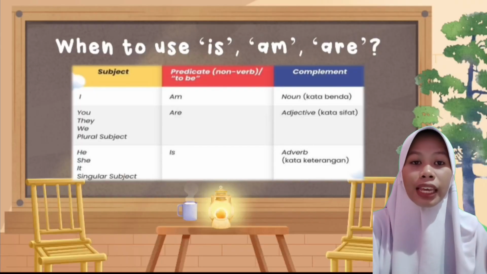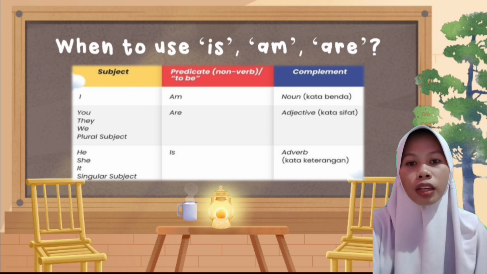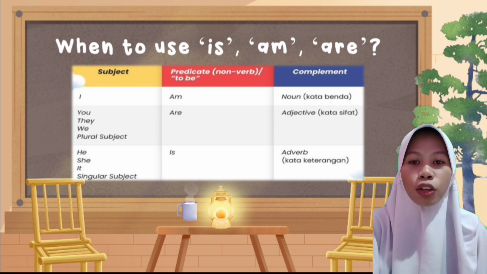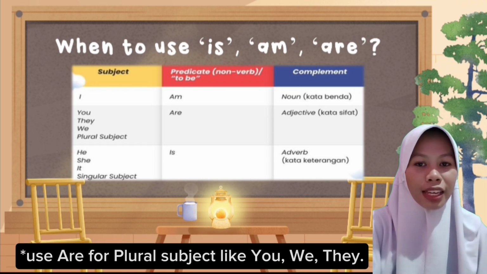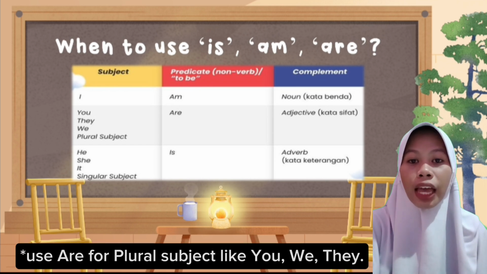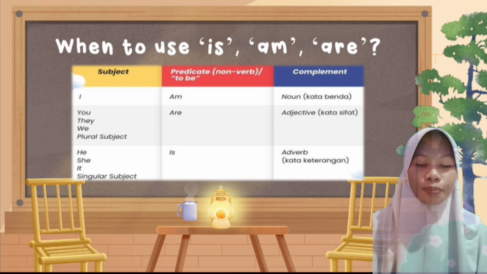When do we use is, am, or are? Use is for singular subject like he, she, it. Use am for I. Use are for plural subject like you, we, they.